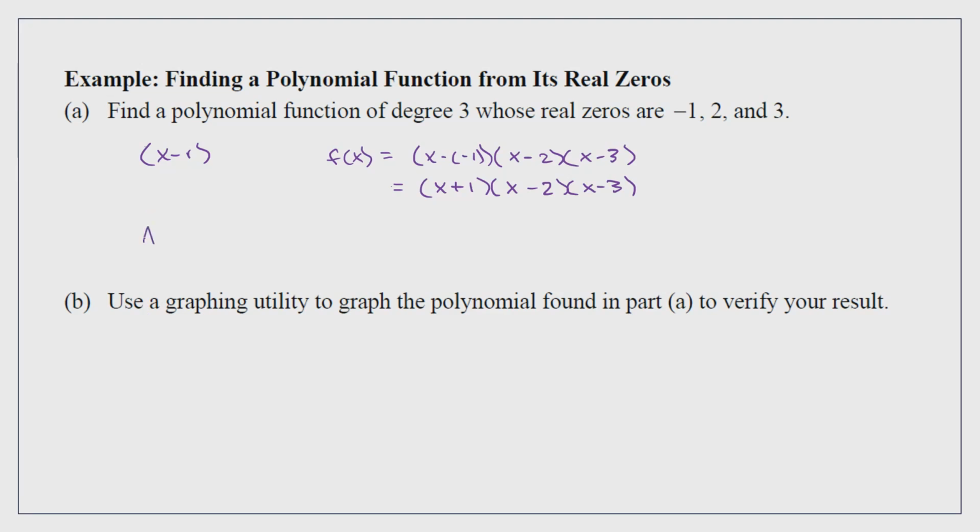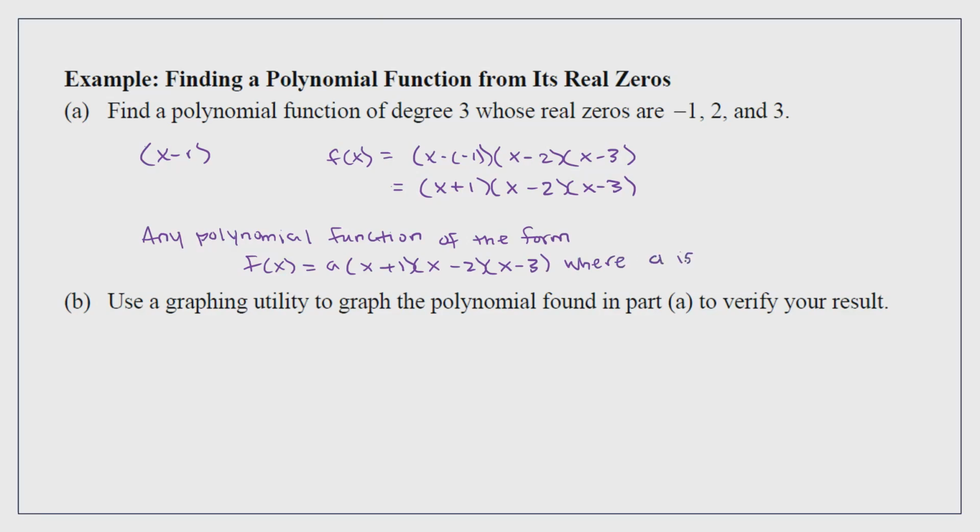So any polynomial function of the form f of x equals a times x plus 1 times x minus 2 times x minus 3, where a is nonzero, qualifies.